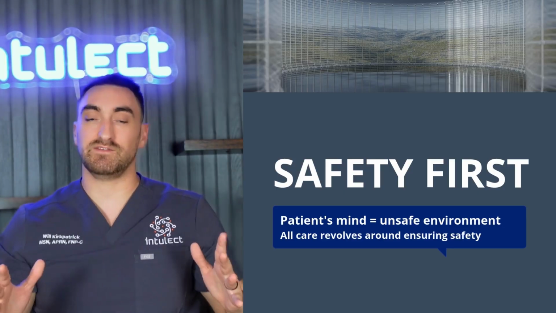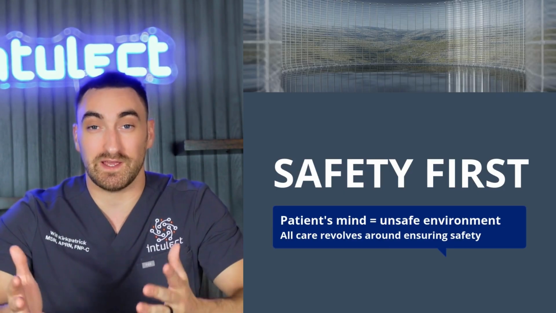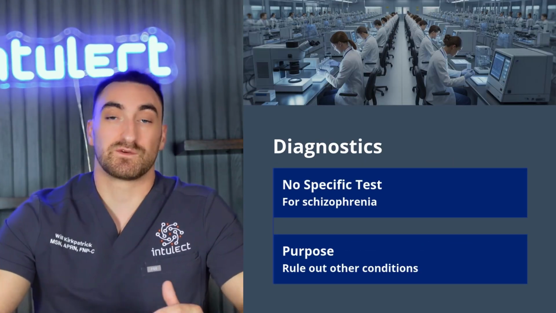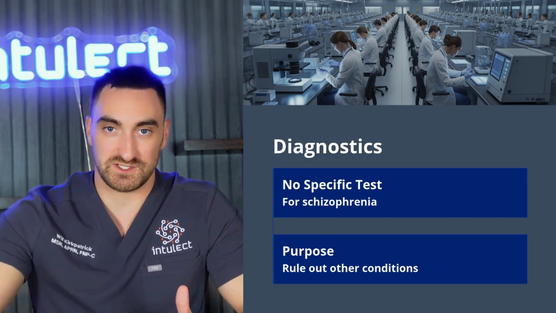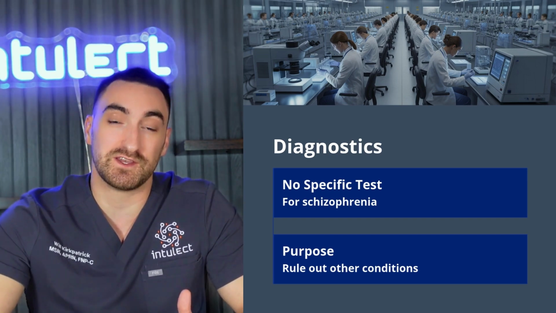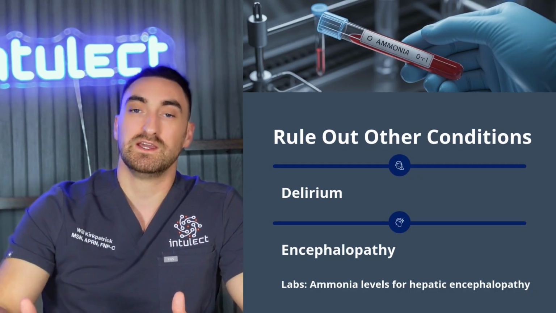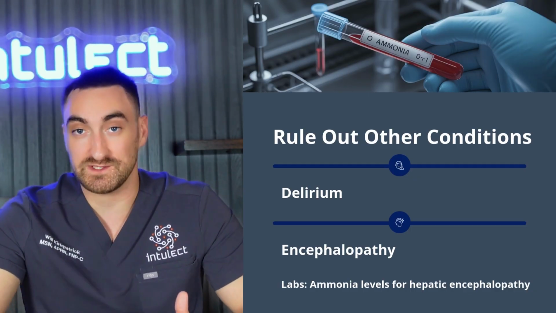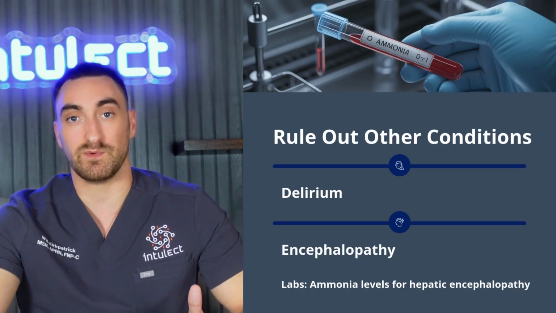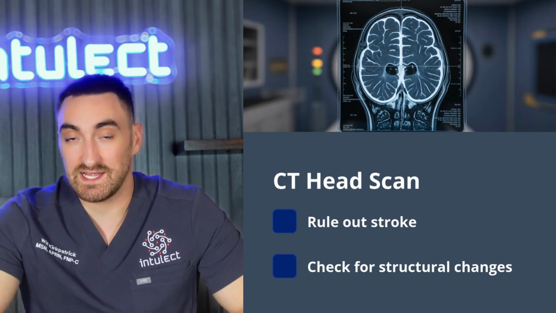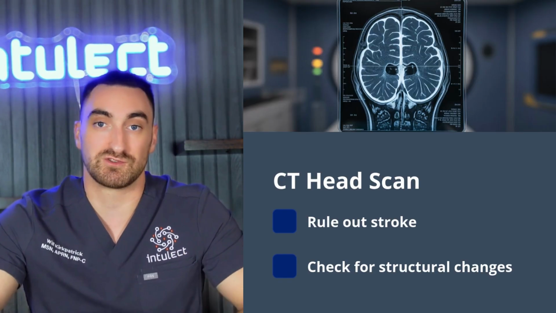Really just think safety, because that's really what it comes down to, is these patients are in an unsafe environment in their mind. Now, as for diagnostics, there really aren't any, but we use diagnostics to rule out other factors such as encephalopathy or any other acute conditions going on with the brain. So it could be delirium, it could be encephalopathy. We'll use labs to rule those out, such as ammonia for your encephalopathy related to hepatic encephalopathy. They'll also do a CT head scan, of course, just to make sure there wasn't a stroke going on, make sure there's no major structural changes.